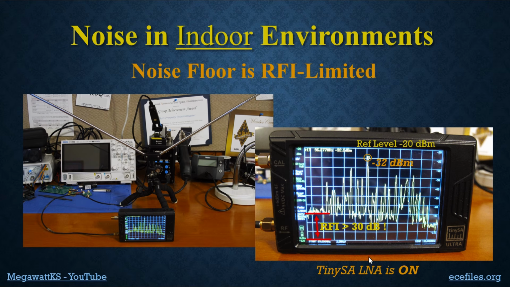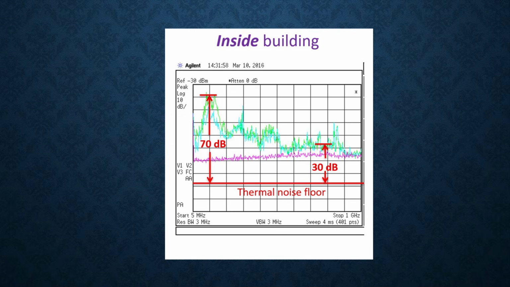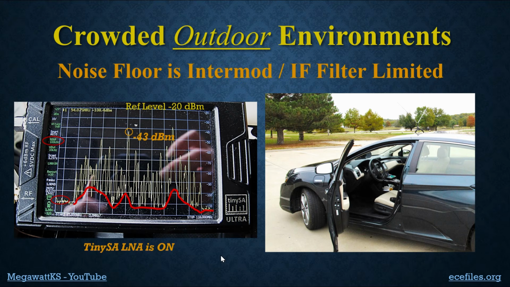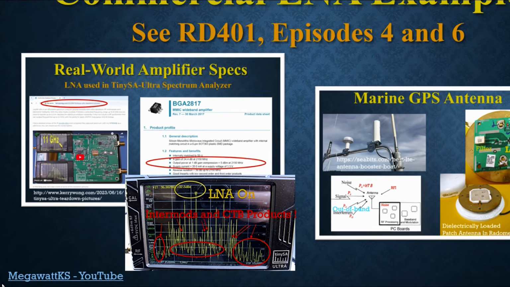And that's because in an indoor environment, the radio frequency interference often increases your noise floor by 20, 30 dB or more. We've seen situations where it increases the noise floor by as much as 70 dB in a commercial building. It's insane. But even outdoors, things like intermodulation distortion can make the noise figure that you have not that critical. So here's a good example of that.